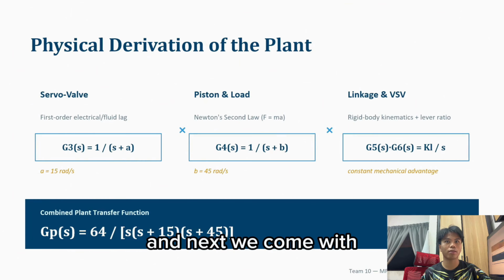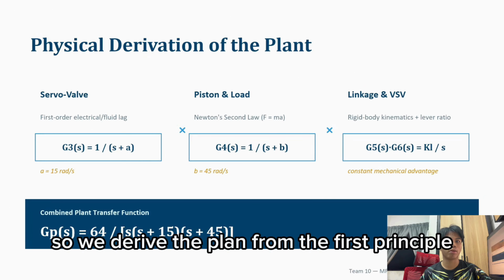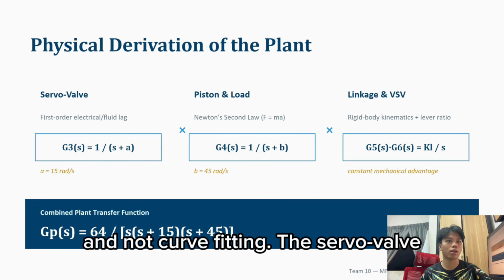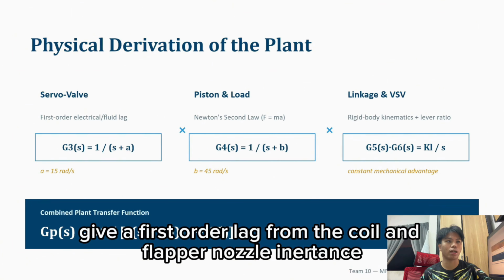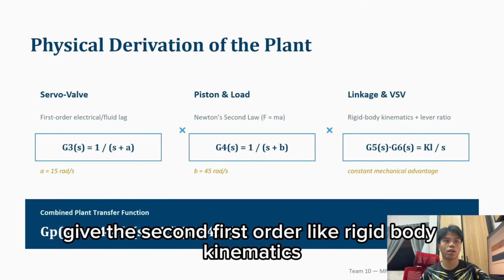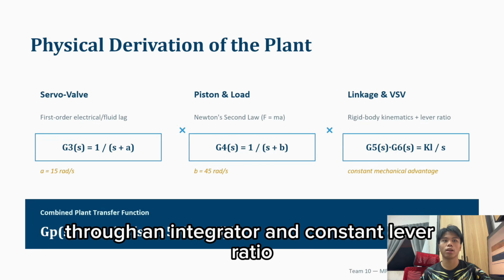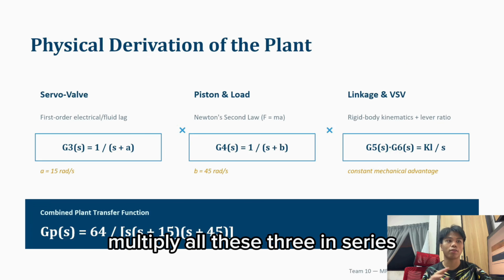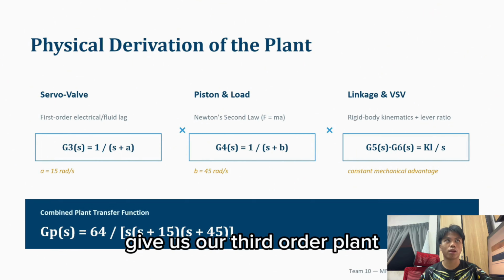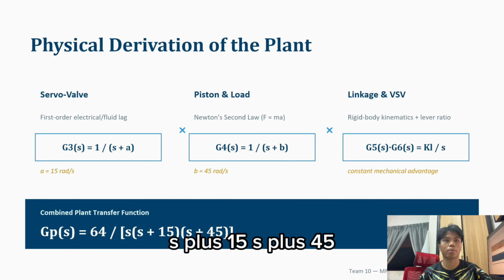And next, we come to the physical derivation of the plant. We derive the plant from first principles and not curve fitting. The servo valve gives a first order lag from the coil and flapper nozzle inner dynamics. Newton's second law on the piston and load gives the second first order lag. Rigid body kinematics convert the piston motion into the angle through an integrator and constant lever ratio. Multiplying all three in series gives us our third order plant, which is GP equals 64 over S times S plus 15, S plus 45.